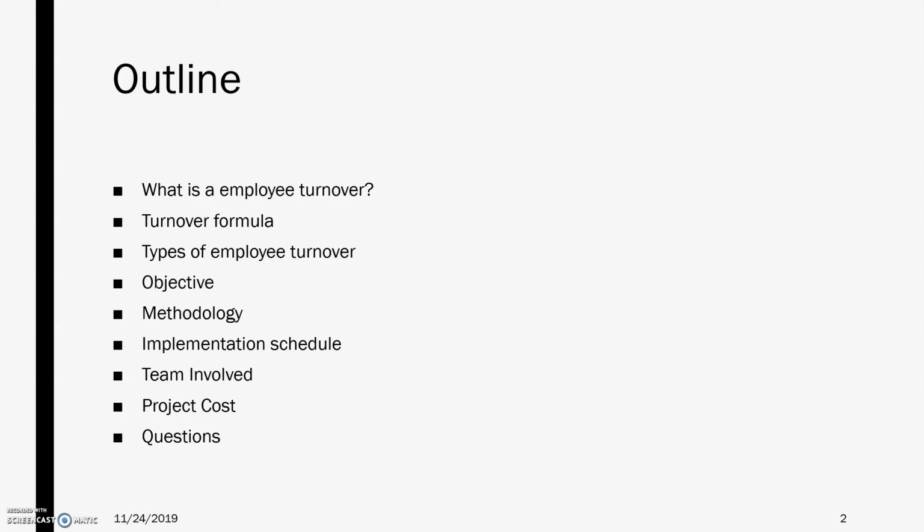The outline of how we're going to be discussing this is: what is employee turnover, the turnover formula, the types of employee turnover, the objective, the methodology, the implementation schedule, the teams that are going to be involved, the project cost, and if there are any questions, just leave them in the comment section so I can answer them in a future presentation.